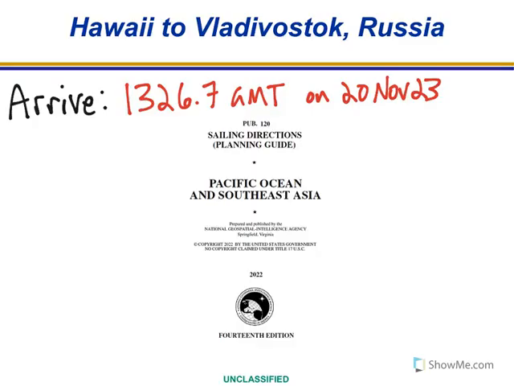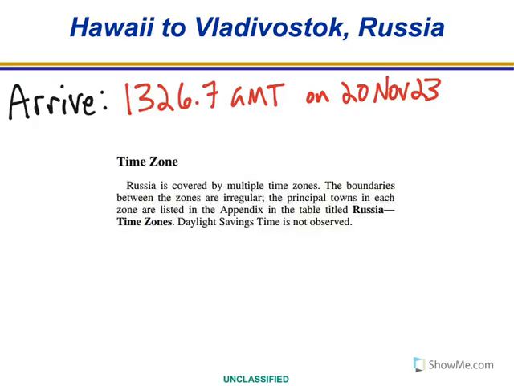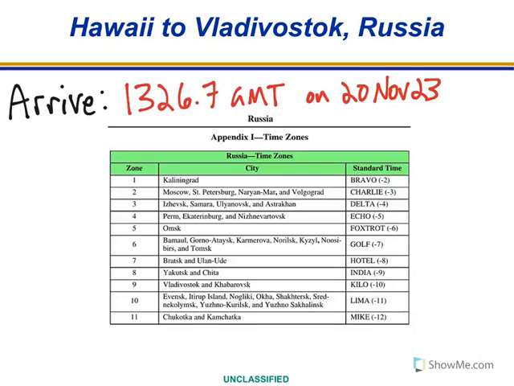We'll go find Russia in the pub, and it gives us this blurb. Time zone. Russia is covered by multiple time zones. That's because it's a very large country. The boundaries between the zones are irregular. The principal towns in each zone are listed in the appendix in the table titled Russia Time Zones. Daylight savings time is not observed. Well, that's good to know. We don't need to do any corrections for daylight savings. Great. Let's go take a look at that appendix.